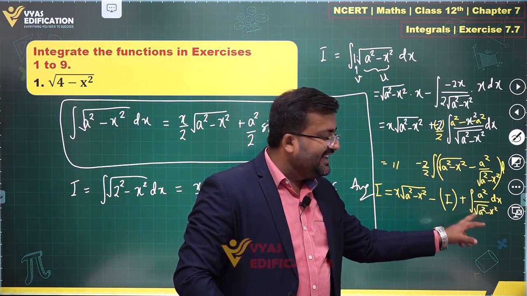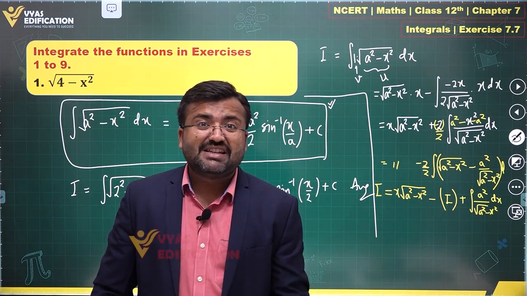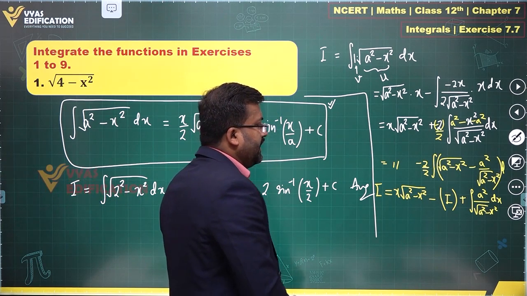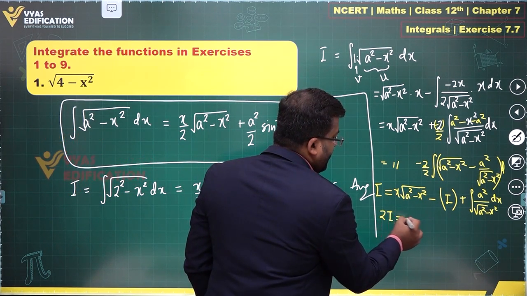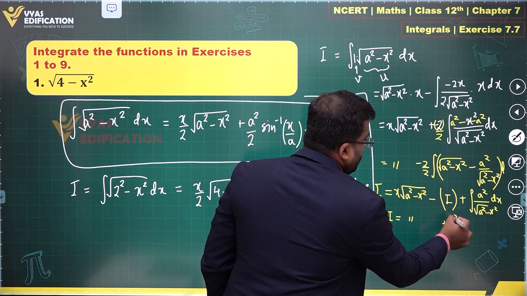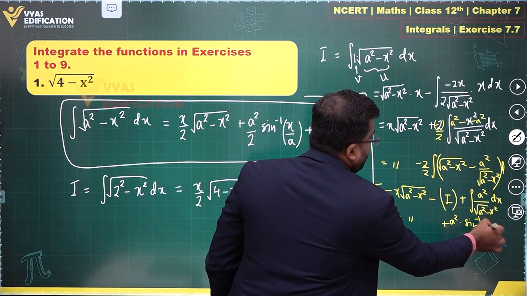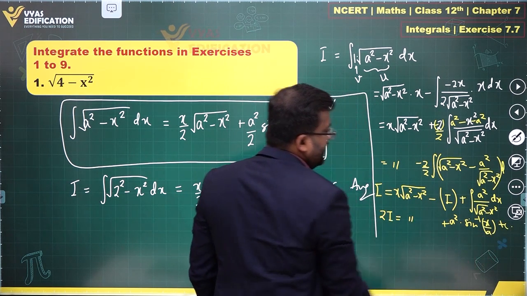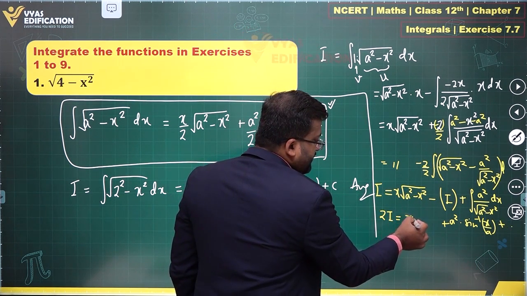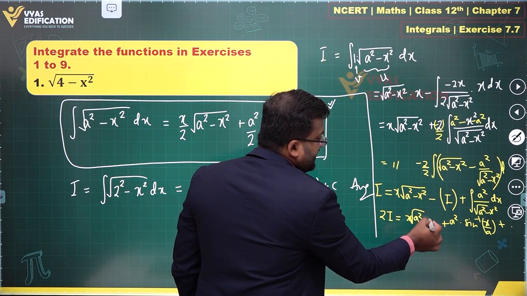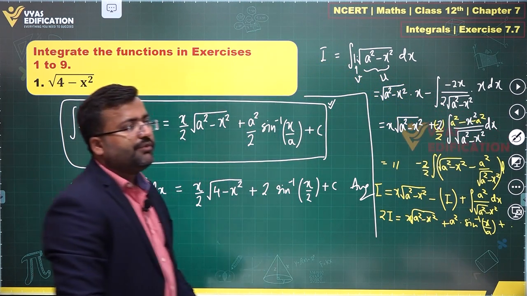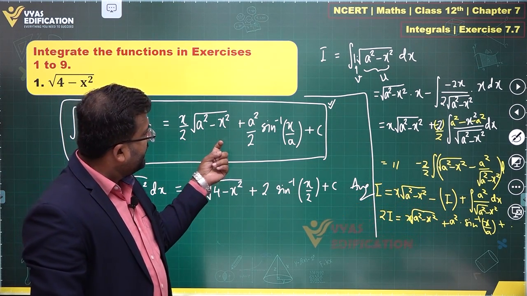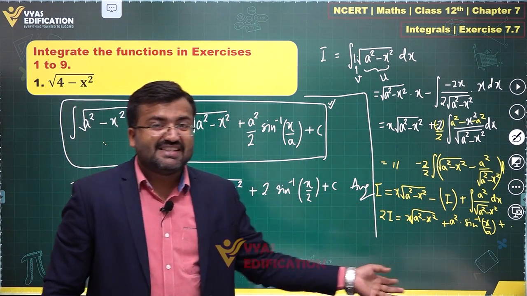This is nothing but sine inverse x by a, which is pretty simple. We remember this from our past knowledge, right? 2I, the value of 2I will be obtained as this plus a square times sine inverse x by a plus a constant. Yes, and what is this value? This is x times under root of a square minus x square. You divide by 2 over there and you get x by 2 under root of a square minus x square plus a square by 2 sine inverse x by a, exact same thing.